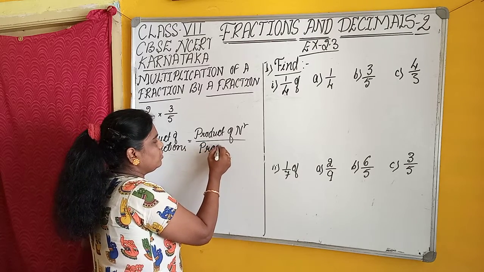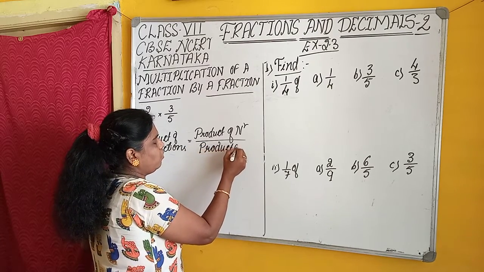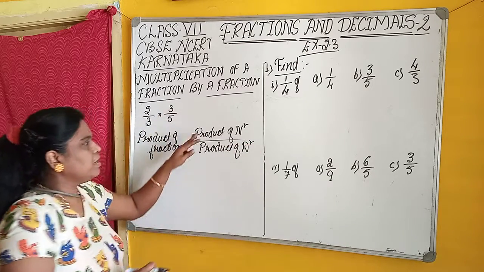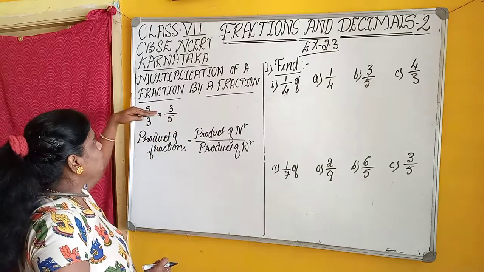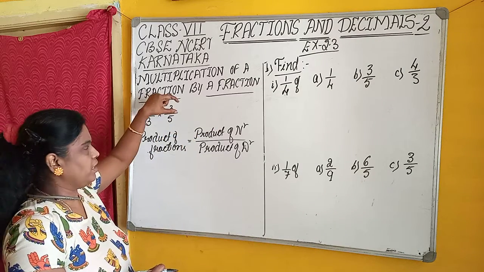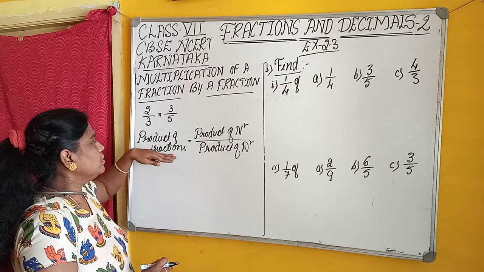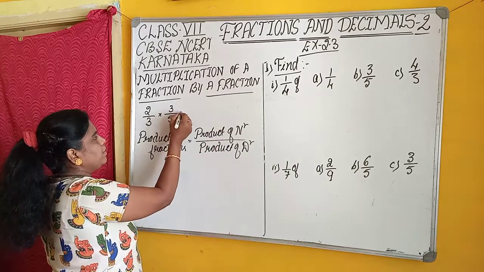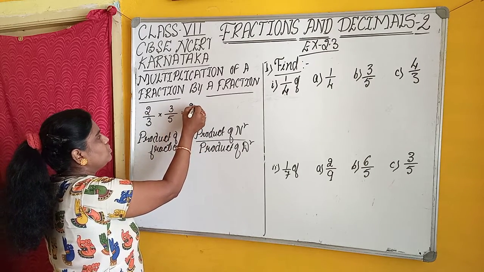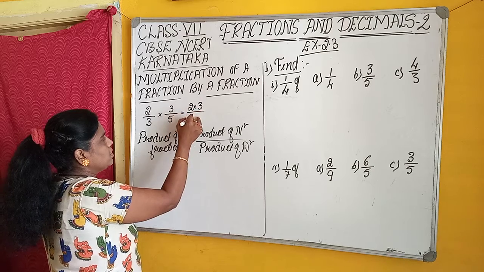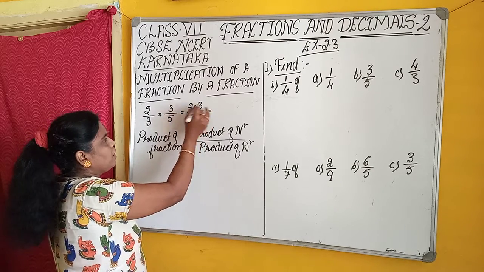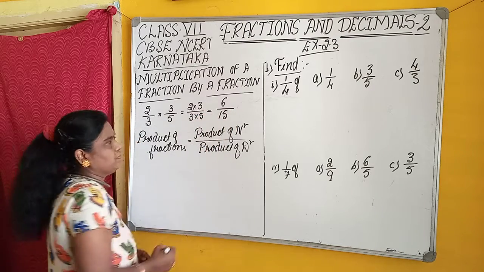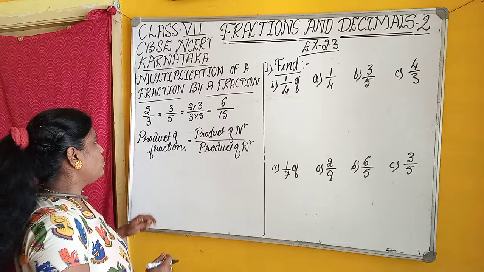Understood, students? While doing the multiplication of fractions, we multiply the numerators and keep the product in the numerator, and multiply the denominators. Product of numerators means 2 into 3 by 3 into 5. 3 2s are 6 by 3 5s are 15. Understood, students? How we are going to multiply?